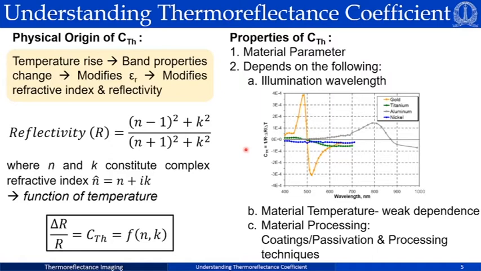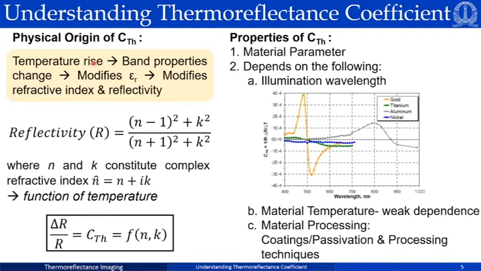So what is thermo-reflectance coefficient? So we understood that thermo-reflectance coefficient determines how much delta T would lead to a change in surface reflectivity. So this coefficient is a material parameter. So for a given material, the coefficient would have a fixed value. So what is the origin of thermoreflectance coefficient? Why would a material have a thermoreflectance coefficient?